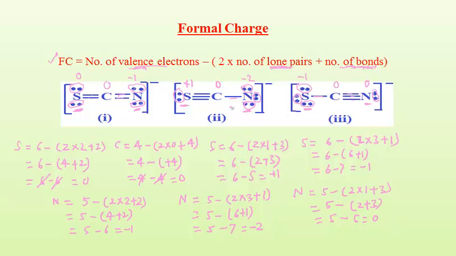Well, this is how we calculate the formal charge over a particular atom in an ion by using this formula. The first step is to draw the Lewis structure of a compound or polyatomic ion, and once the Lewis structure is drawn, we can apply this formula to calculate the formal charge over a particular atom in a compound or in a polyatomic ion.